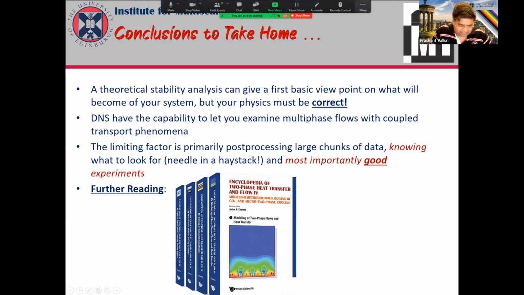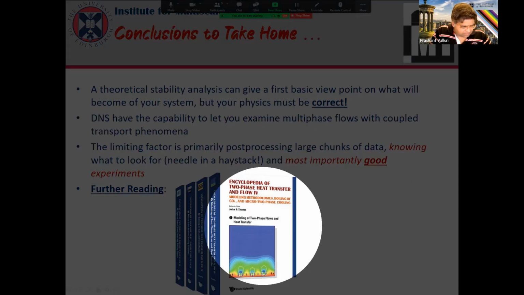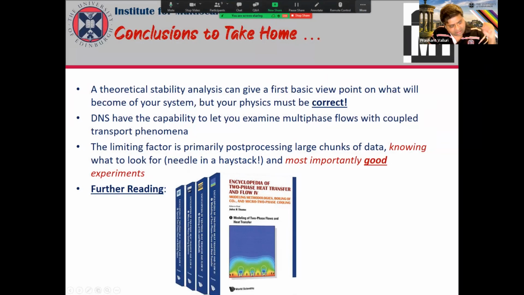So we have actually written a chapter on using both stability analysis and DNS to look at your systems. You can have a look at this.